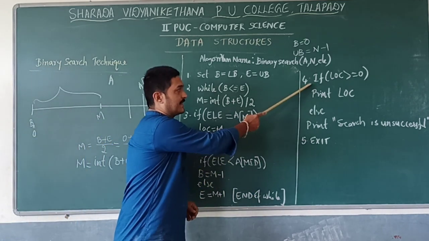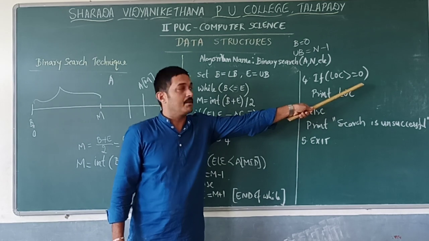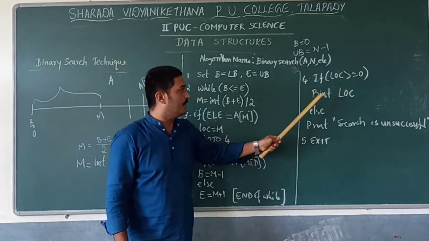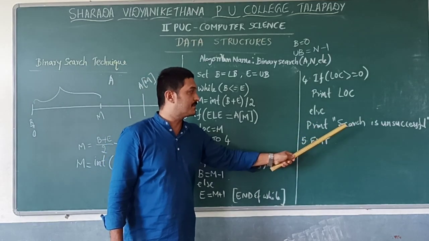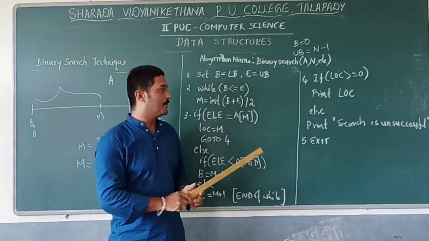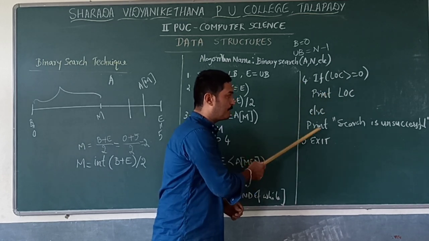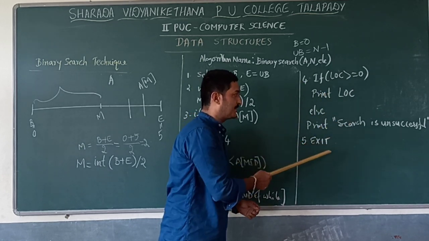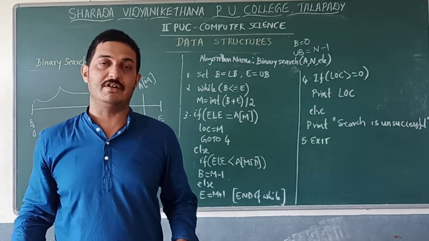Next, fourth step. If LOC is greater than 0, then print LOC, if it is found, else print search is unsuccessful, and exit. Okay, these are the algorithm of the binary search technique.